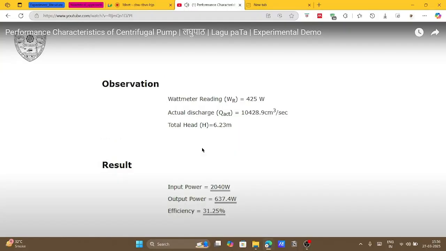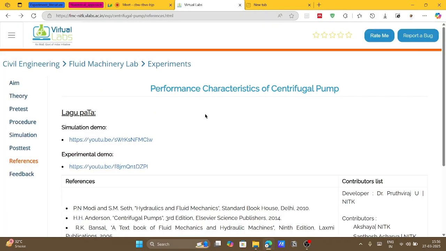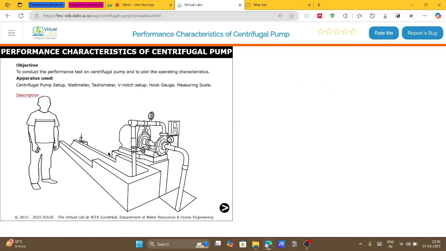So this is how this experiment follows. Now the issue, as I discussed, is the pressure calculations that they are doing for the total head. The H total should be HD minus HS, and generally discharge is at the higher pressure, so this should not happen. I'm not sure why they have done this, but be cautious when you are referring to this VLab, that there is a difference in the calculation of total head, and there is an error in the suction and the discharge pressure value, right?